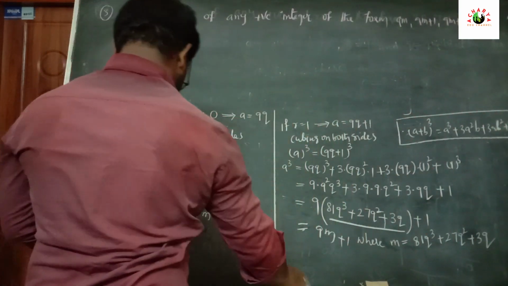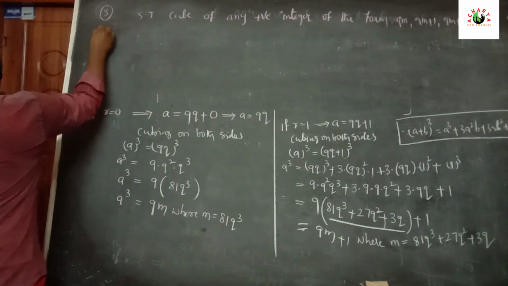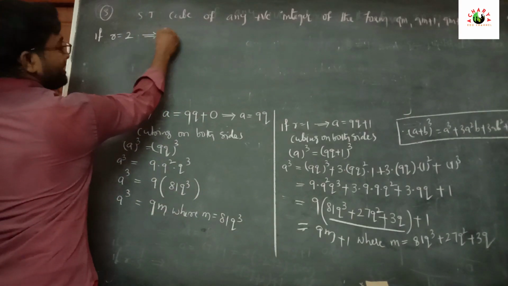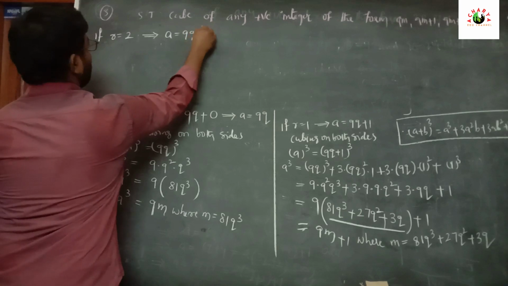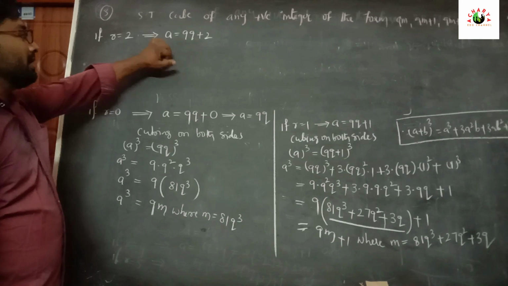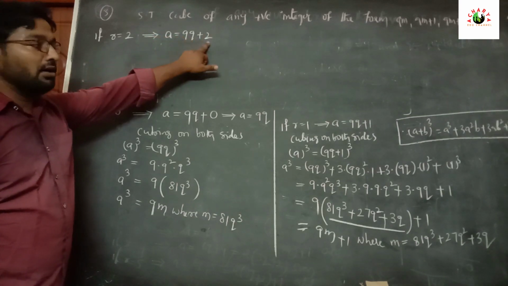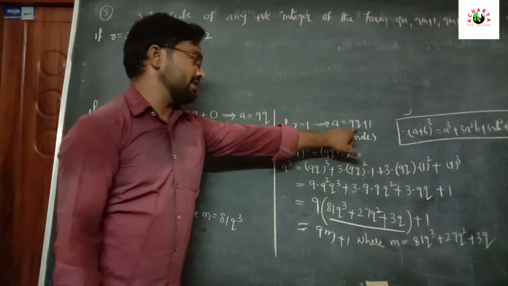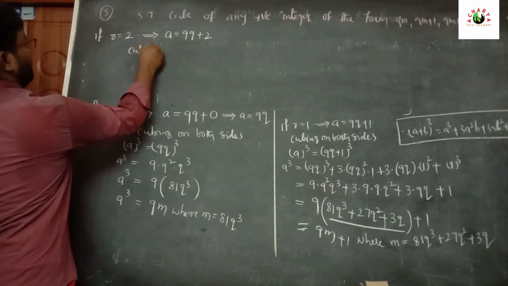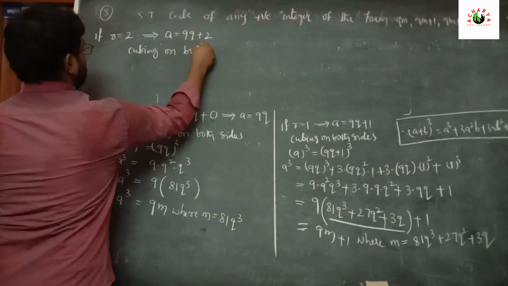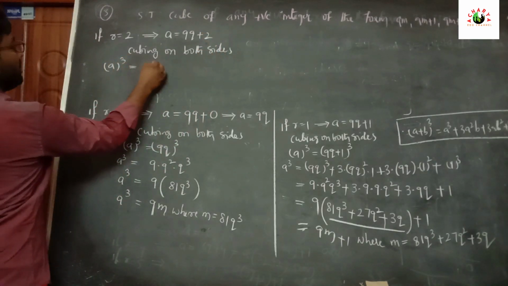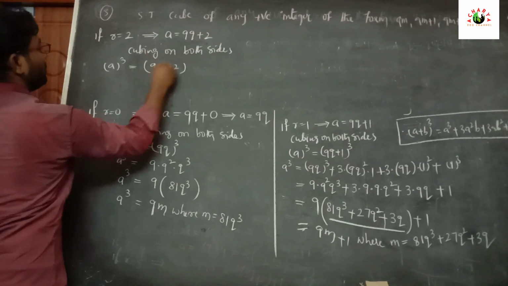In the third case, if r equals 2, that implies a is equal to 9q plus 2. According to Euclid's Division Lemma, a equals bq plus r. Here 0, in the second case 1, in the third case 2. Next step, what? Cubing on both sides. Now a cube equals (9q plus 2) whole cube.